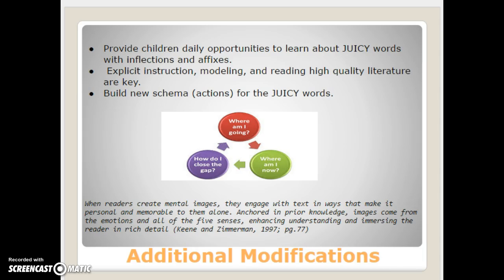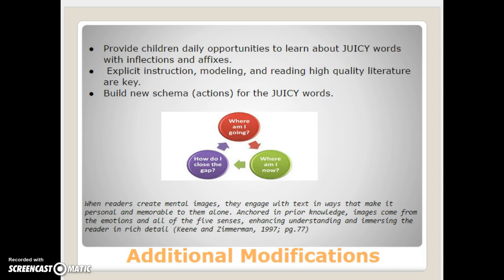Here with additional modifications, the chart in the middle shows in the purple, how do I close the gap? Moving to the red, where am I going? Down to the green, where am I now? When you provide children daily opportunities to learn about juicy words with inflections and affixes, it's going to help with that comprehension piece as readers. Your explicit instruction, modeling, and reading high-quality literature are key. And again, building new schema and action to these juicy words are going to make those connections.